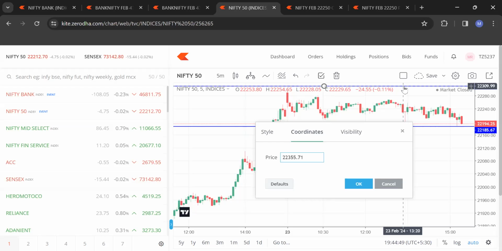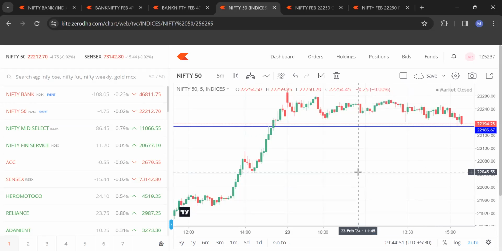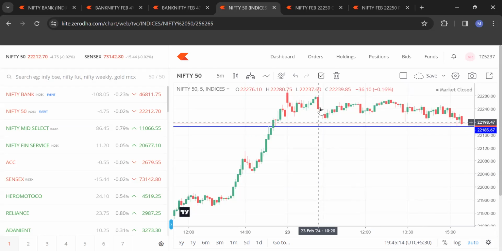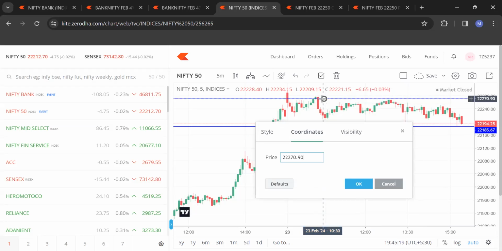355.71 is quite above, forget it. We'll just take a median. For the median you need to add high plus low and then divide by 2. So 22,355.7 plus 22,185.67, divided by 2, that is 22,270.69. And see, perfect resistance at the same level.